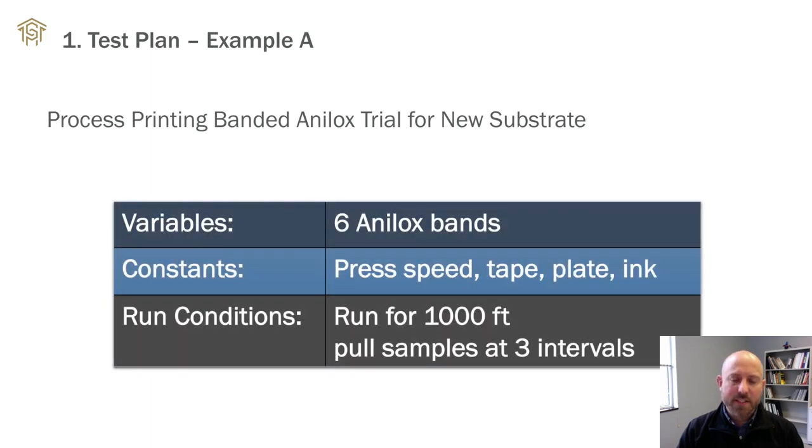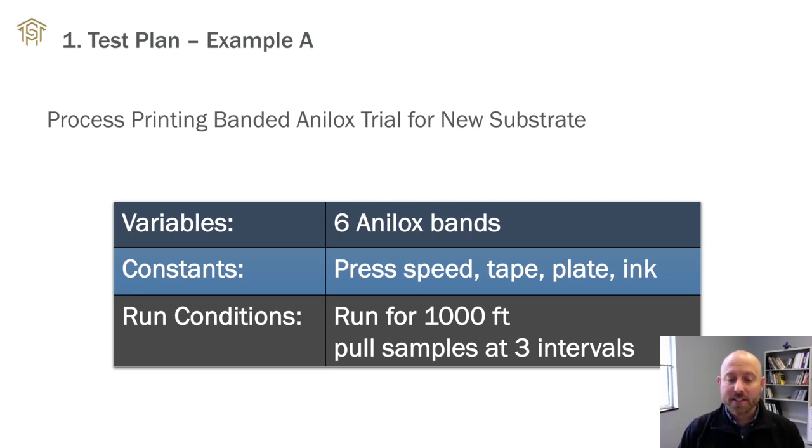Essentially, we're going to use the banded analogs roller like we saw earlier. The variable will be 6 analog bands going across this. What that's going to tell us is how the ink's going to print off of 6 different, most likely, volumes of analog bands. Some of the constants are going to be press speed, our mounting tape, the plates, the ink. None of that's going to change. It's going to be the exact same.